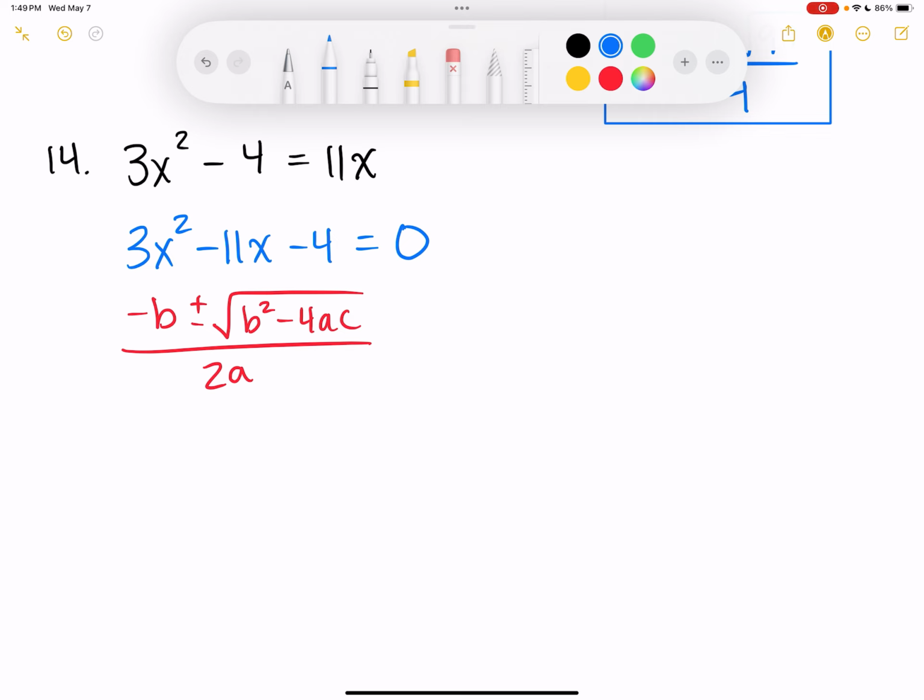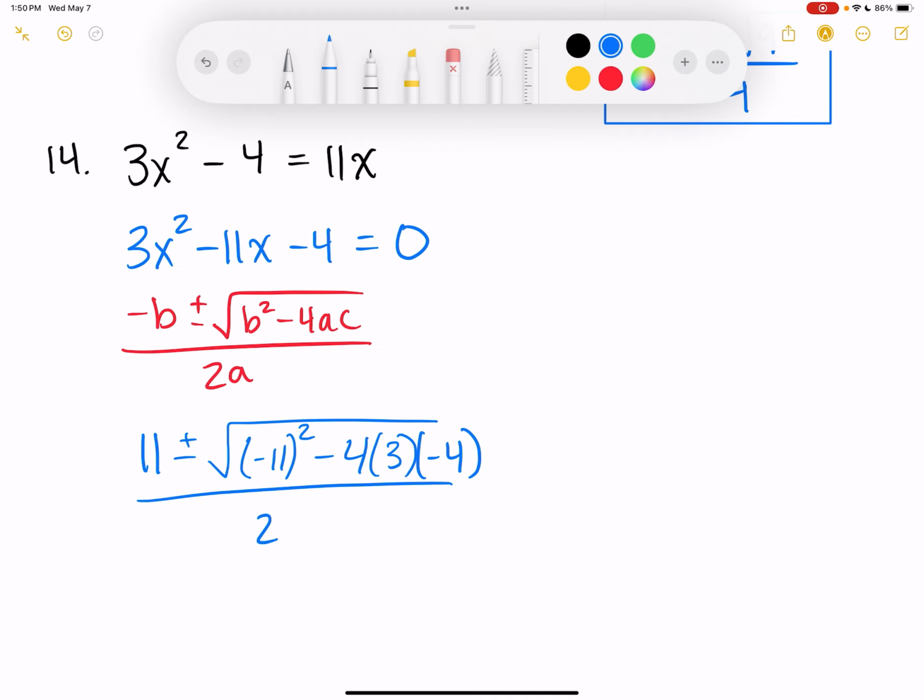Okay. All right. Now, somebody tell me what to plug in where. Read off to me what I should be plugging in where. Negative 11. Positive 11. Yep, negative and negative, so it's going to become a positive. Plus or minus the square root of negative 11 squared minus 4 times 3 times negative 4, over 2 times 3.